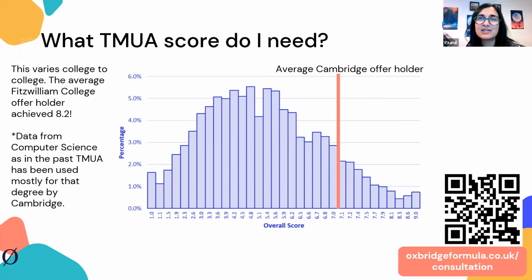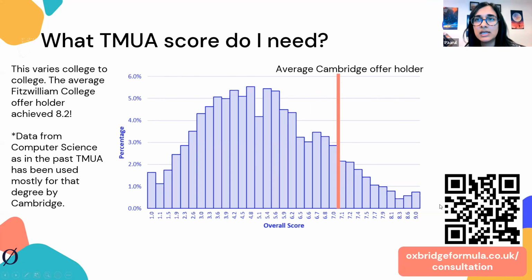But what kind of TMUA score does one need? The TMUA hasn't been used long enough for economics yet. But if we look at the computer science data, this isn't even the cutoff, this is the average offer holder for Cambridge had a score of 7.0.